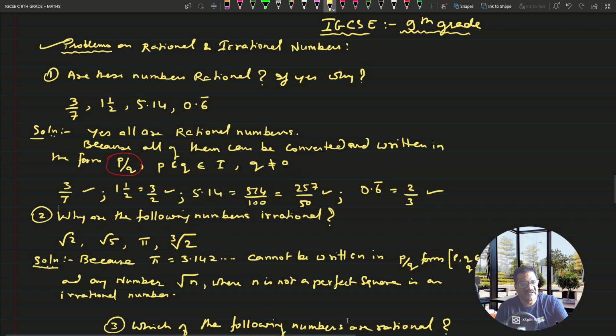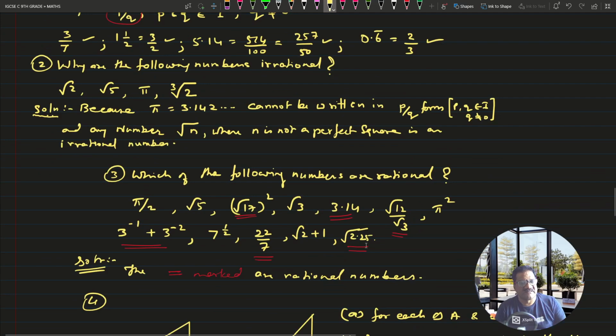Why are the following numbers irrational? Okay, this is the second question we are doing, right? Why are the following numbers irrational? Now root 2, root 5, pi, cube root of 2, all these four numbers given are irrational. Now they are saying that they are irrational, but you have to give the reason why they are irrational. So the answer will be root 2, root 5, pi and cube root of 2.